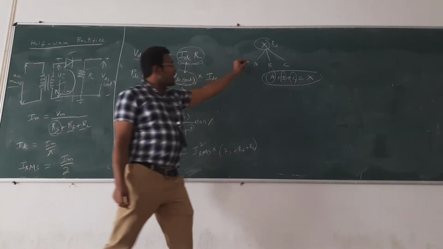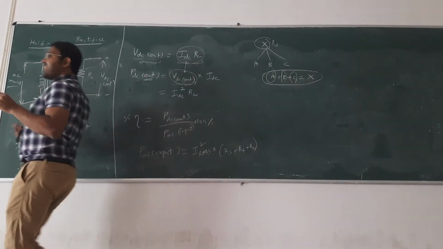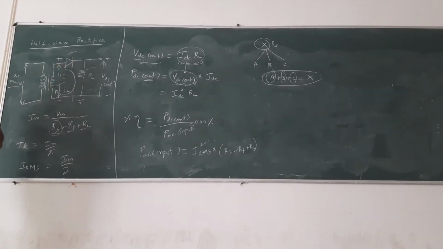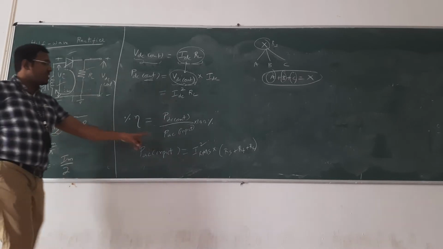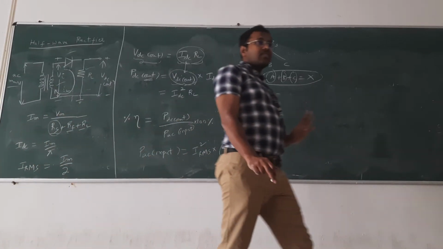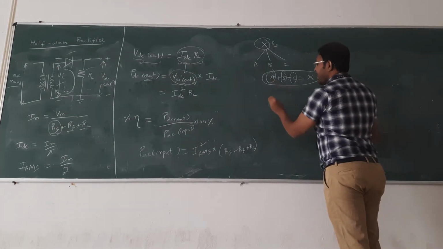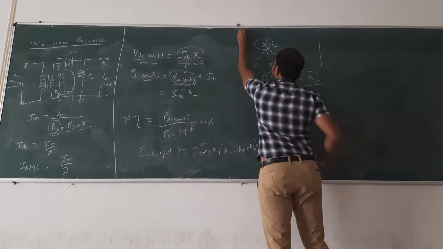Using this father and children logic, the total power supplied is equal to the total power absorbed by the internal loss of the secondary, the diode, and the load resistance. That is the reason we have taken all of these. Now we can easily get the expression.